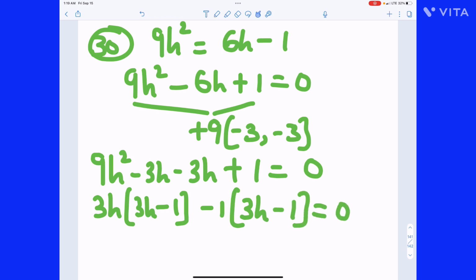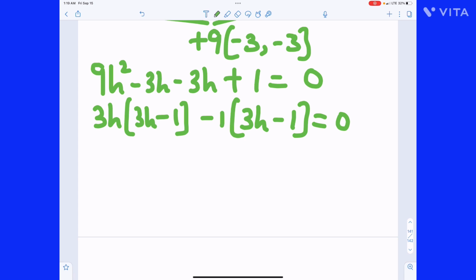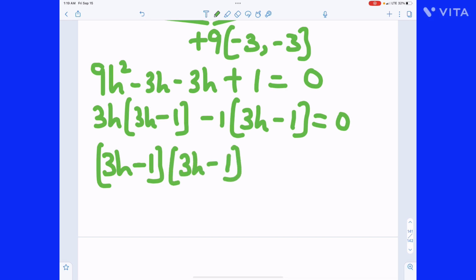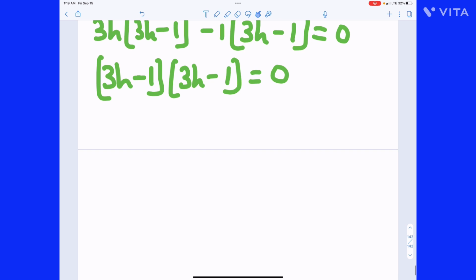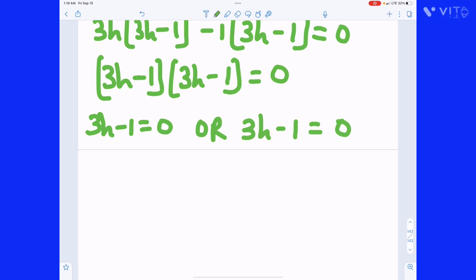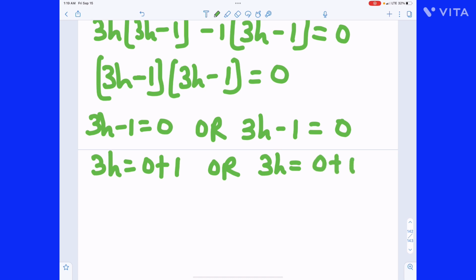I've taught you how to do factorization in steps, so I don't need to show that completely. That's 3h minus 1 and 3h minus 1 is 0. So put it together. That's 3h minus 1 is 0, or 3h minus 1 is 0. So that gives you 3h is 0 plus 1, or 3h is 0 plus 1. So 3h is 1, or 3h is 1.